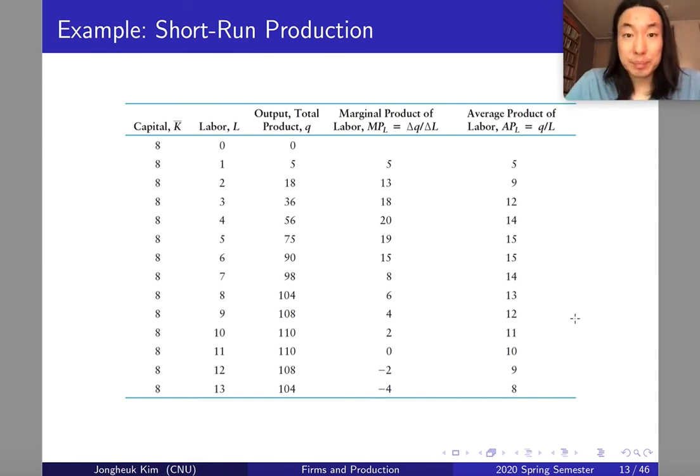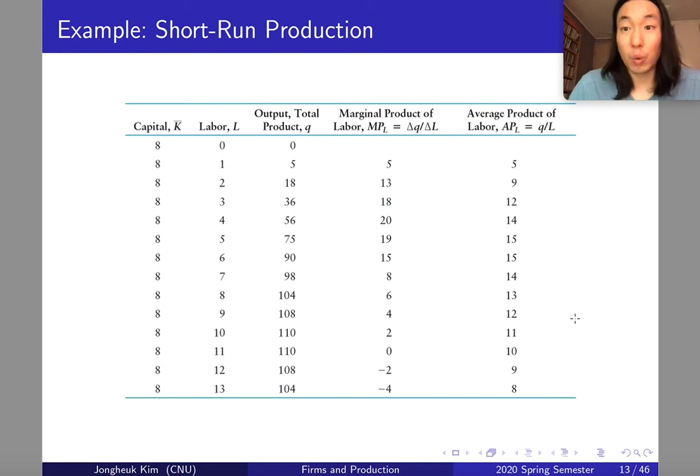This is just an example table. It's a given table. We can observe the evolution of our output, or the evolution of our production function, in the short term. Why do you think this is the short term production?